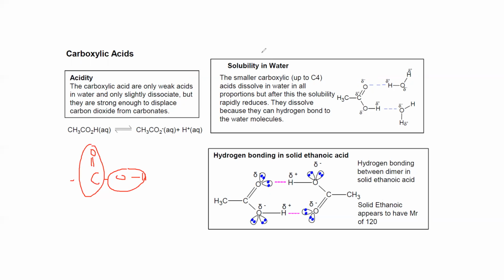So they are miscible. Smaller carboxylic acids up to C4 dissolve in water in all proportions. Any amount you add, you can find it dissolves. But the solubility decreases as the number of carbons increases.